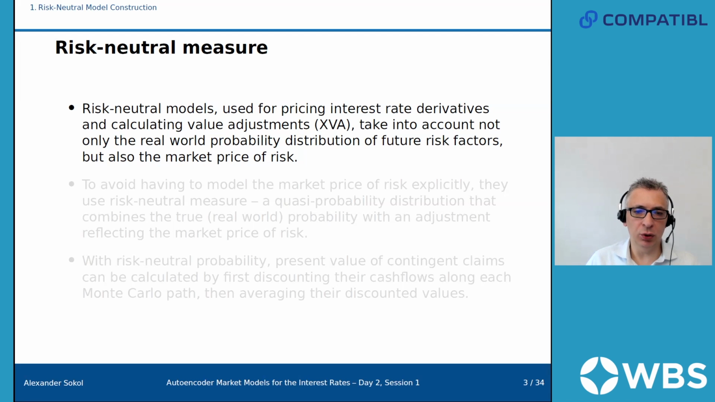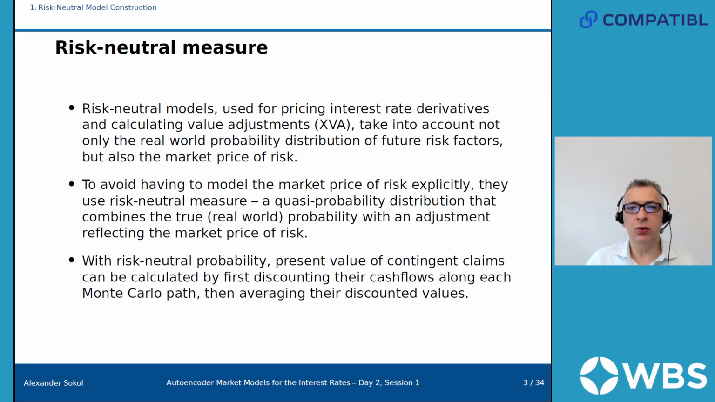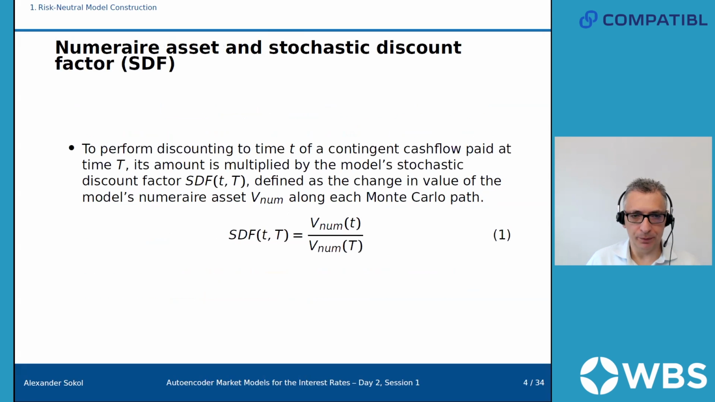And in order to avoid having to model the market price of risk explicitly, usually it's combined together with the probability. The market price of risk adjustment is combined with the probability to obtain what's called a risk-neutral probability. It's a quasi-probability that combines the two. And with risk-neutral probability, we no longer have to think about the market price of risk. We can simply compute expectations within the model.